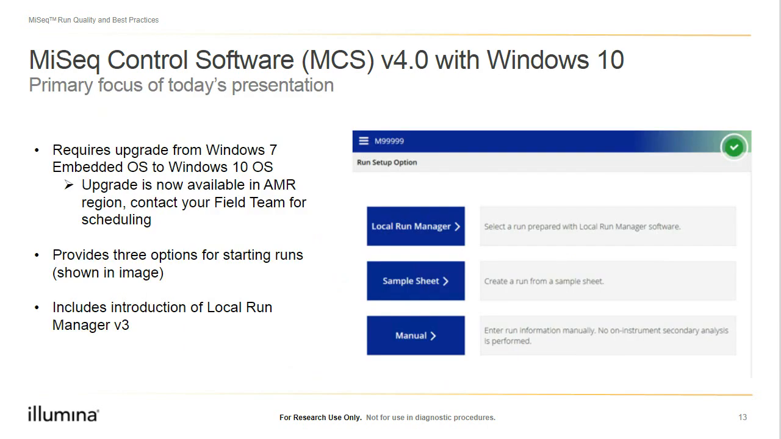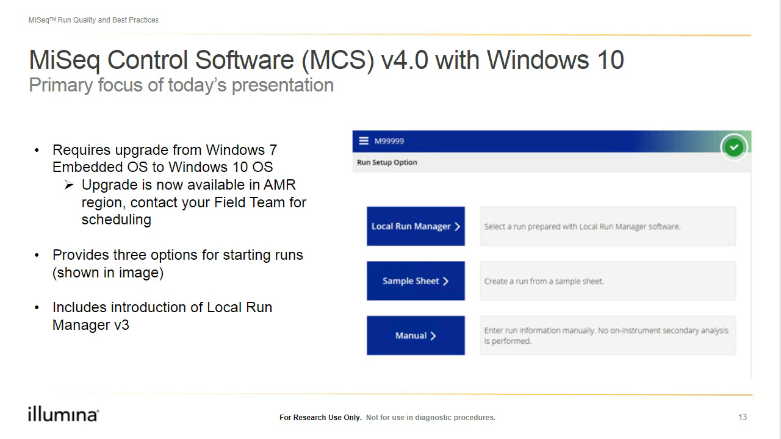The final software version we'll be discussing today is MiSeq Control Software 4.0, which is the newest build and runs on MiSeq systems running the latest Windows OS, Windows 10. For older MiSeq instruments, this does mean an upgrade from Windows 7 embedded OS to Windows 10 OS is required, which is a physical hardware upgrade. This upgrade is now available in the Americas region and is covered if your instrument is under an active service contract. You may contact your field team or tech support for additional information and scheduling.